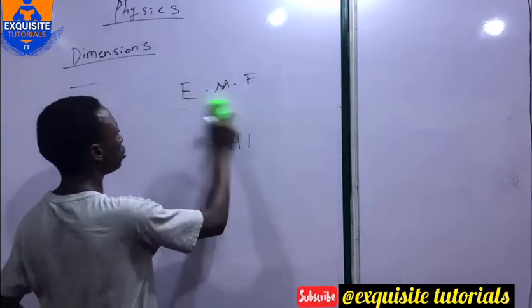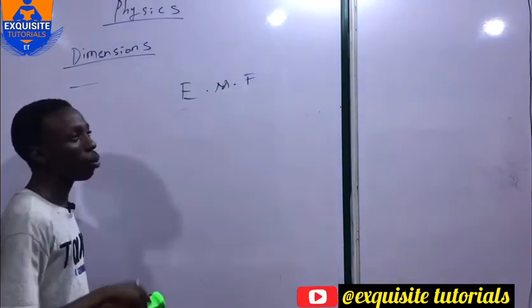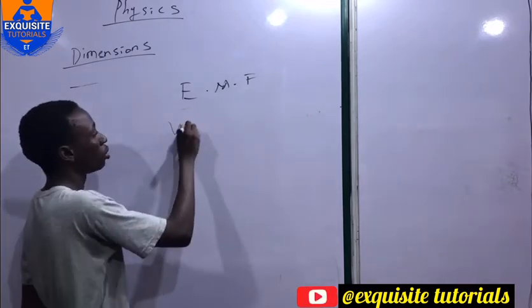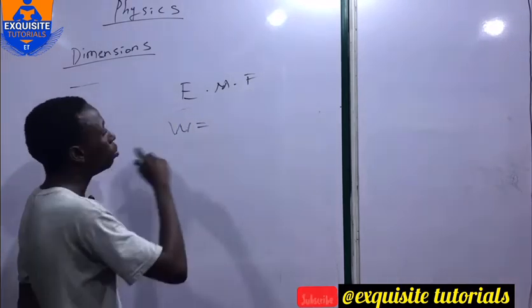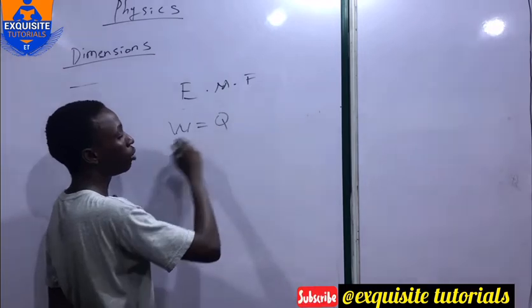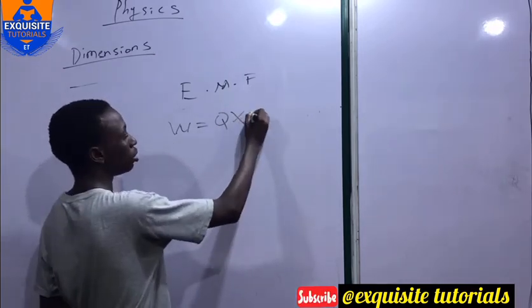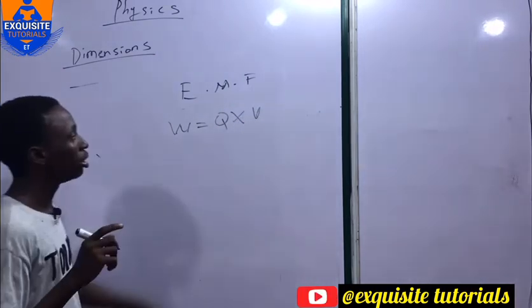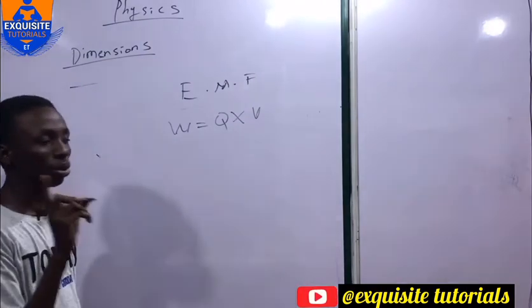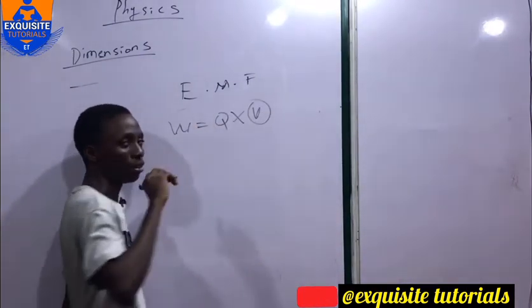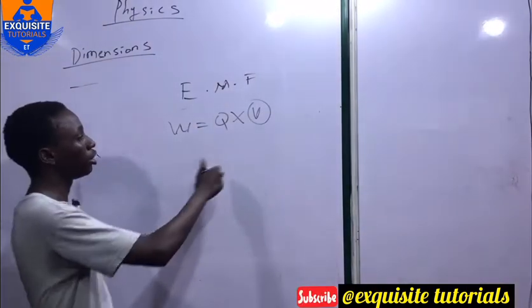Now, what is the dimension for electromotive force? We know that work done is equal to quantity of electricity times what? V. That is the voltage. And we're actually looking for the dimension of this V. Hope you are getting where we are going.